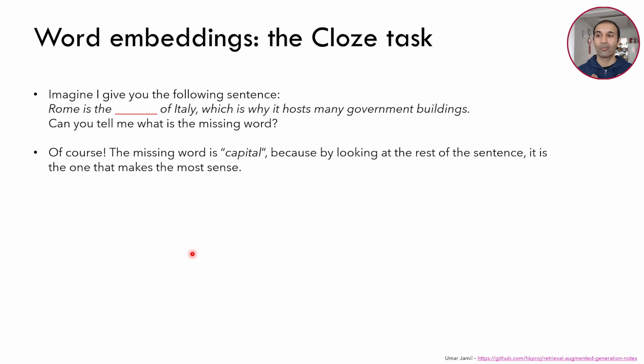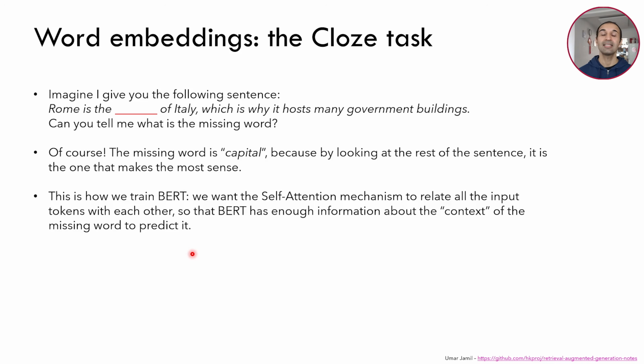How did we come up with the word capital for the missing word? Well, we look at the words that were surrounding the blank space. So it means that the word capital depends on the context in which it appears, on the words that surround it. And this is how we train BERT. We want the self-attention mechanism to relate all the input tokens with each other, so that BERT has enough information about the context of the missing word to predict it.